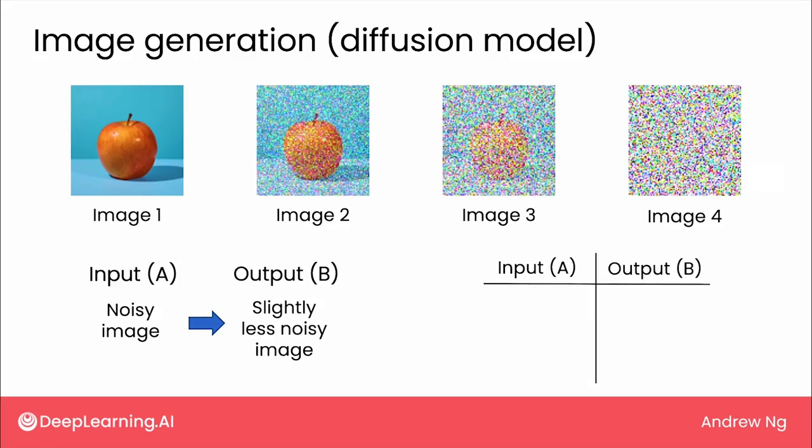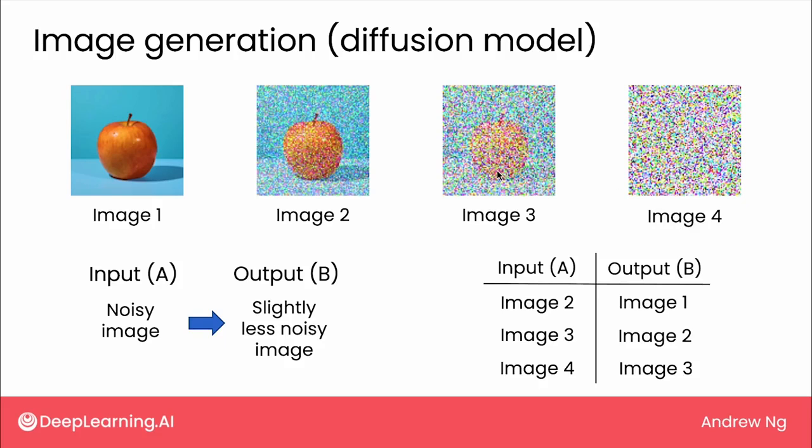Specifically, it would create a data set where the first data point says if it's given this second input image, what we want the supervised learning algorithm to do is learn to output a cleaner version of this apple. And here's another data point. Given this third image of an even noisier image, we would like the algorithm to learn to output a slightly less noisy version like this. And finally, given an image of pure noise like this fourth image, we would like it to learn to output a slightly less noisy picture here that just suggests the presence of an apple.